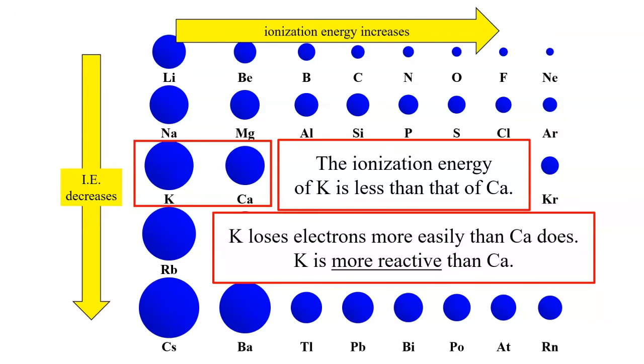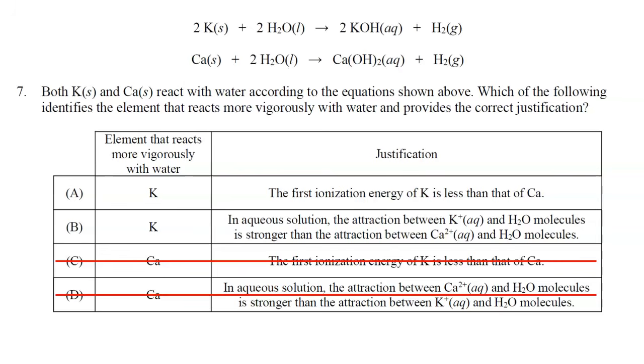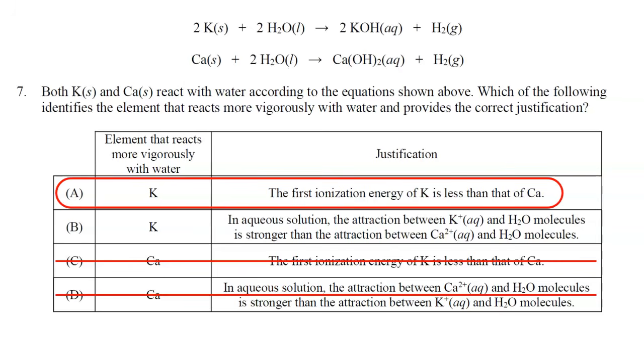Now let's take a look at the 4 choices we are given in question 7. Since we know that potassium should react more vigorously with water, then the correct answer is either A or B, and it's because of that lower value for the first ionization energy. So the justification is what we see in choice A.